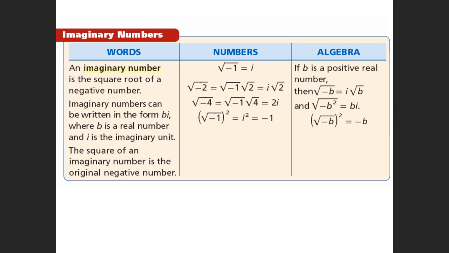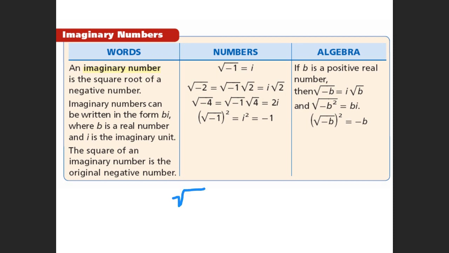An imaginary number is the square root of a negative number. Imaginary numbers can be written in the form bi, where b is a real number and i is an imaginary number. The square of an imaginary number is the original negative number. So anytime you're given something that has a negative square root, in the olden days, your teachers used to tell you that that couldn't happen, that you couldn't have a negative radical.